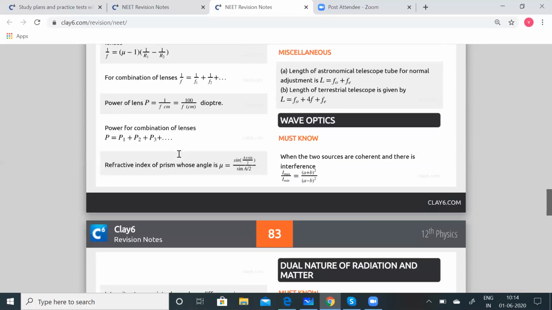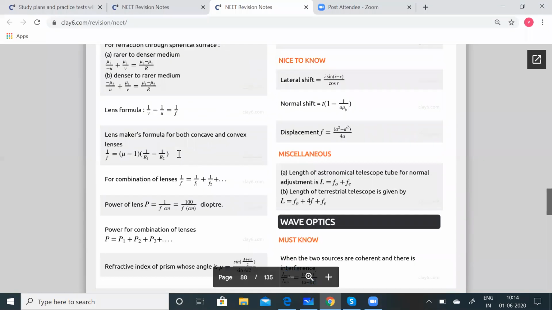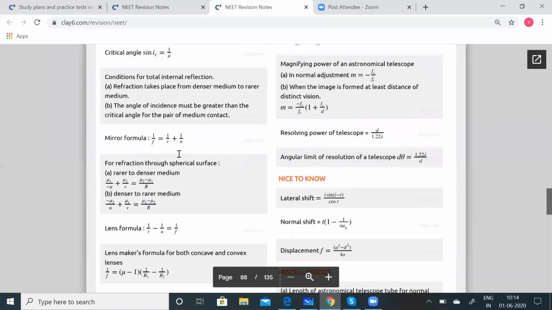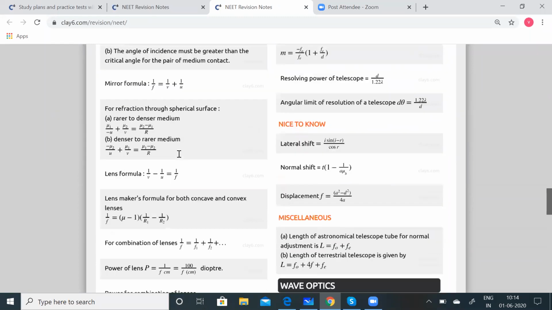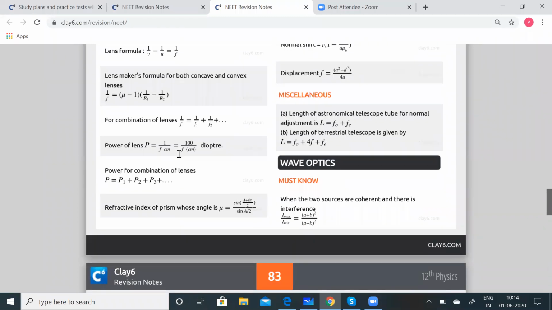Miscellaneous, you can know this. Length of astronomical telescope tube for normal adjustment, L, is equal to FO plus FE. Remember we saw the formula for L in the magnifying power of a compound microscope; in that place of L, you can put FO plus FE. Having known FO and FE, you can easily substitute, add up and put it in the place of L. Same way, length of the terrestrial telescope is given by FO plus 4F plus FE. So remember these formulae.